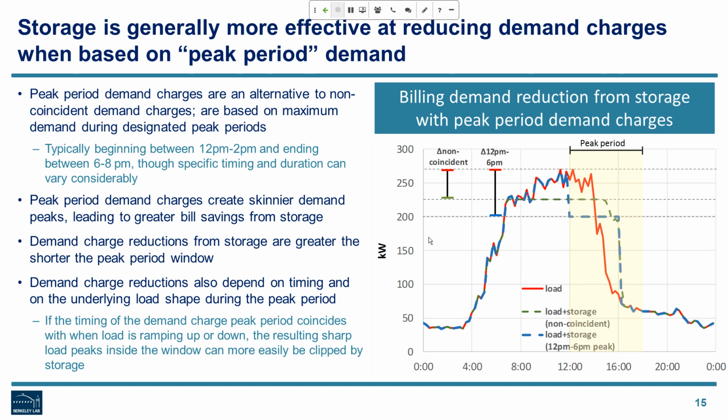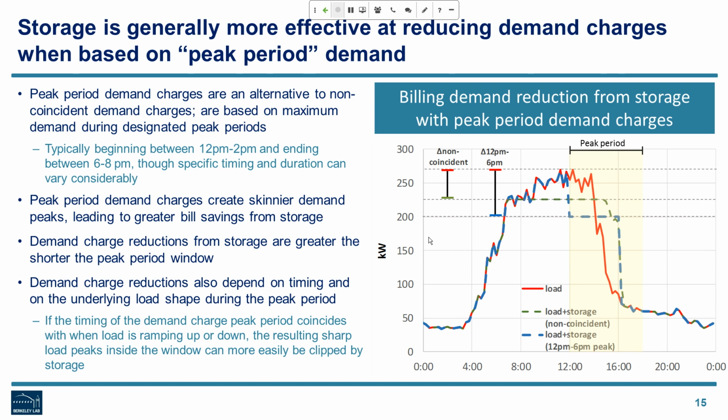So again, the peak period demand charge is an alternative demand charge rate designed to be non-coincident. These demand charges are based on maximum demand during designated peak periods. These peak periods, when present, typically begin at some point between noon and 2 and end between 6 and 8 p.m., but the timings can really vary considerably from one utility to another.